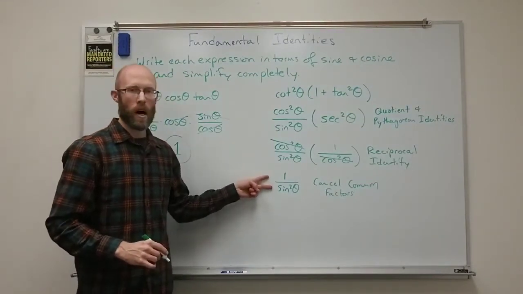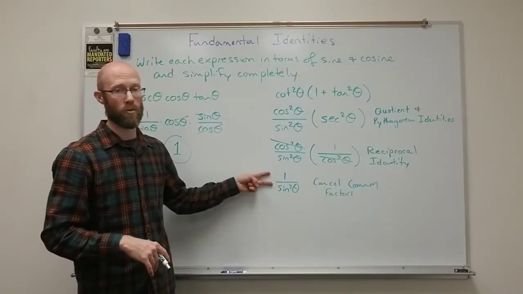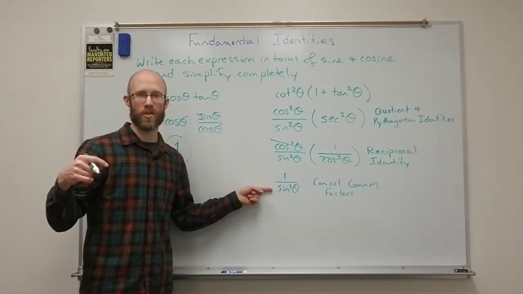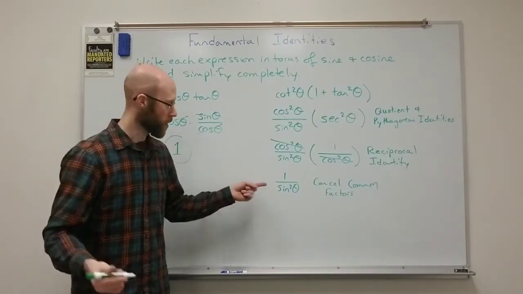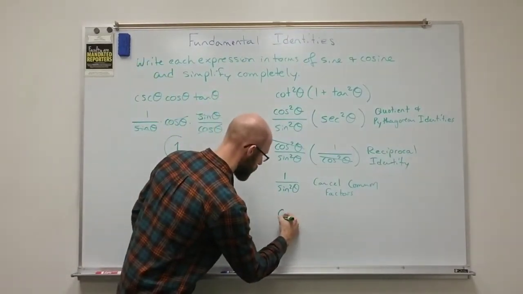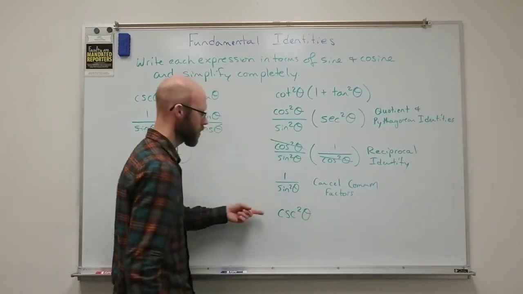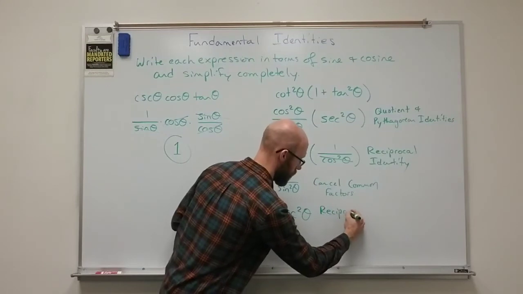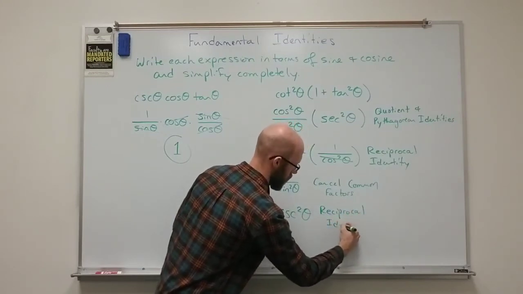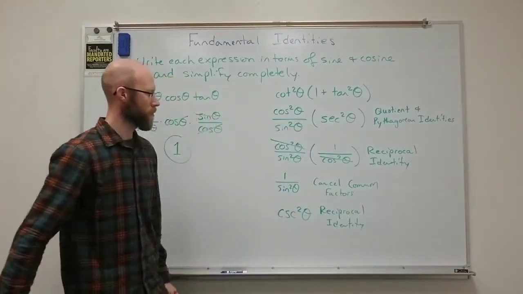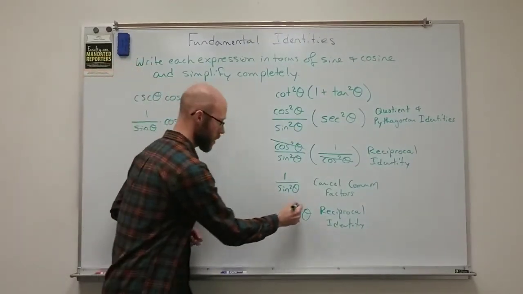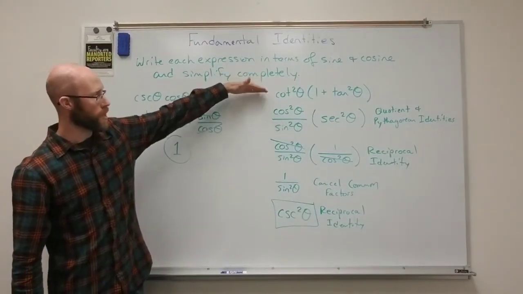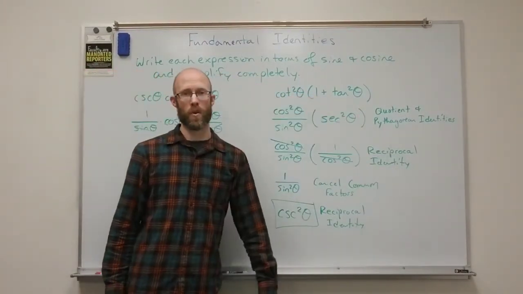And then I want to simplify this completely so that there's no fraction involved. 1 over the sine squared, we know the reciprocal of the sine is the cosecant. And so this ends up being the cosecant squared, CSC squared theta, right? So that's using a reciprocal identity again. Okay? And then that's as far as we can go. That's a simplified form. So the cosecant squared is equivalent to the cotangent squared times 1 plus the tangent squared. Okay?